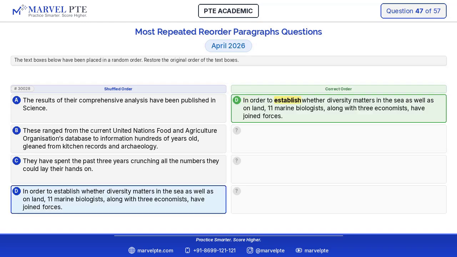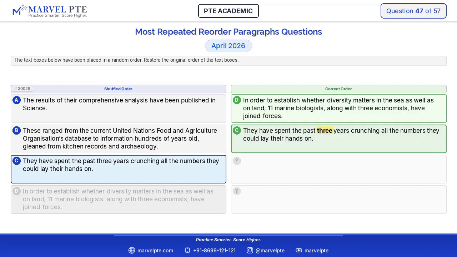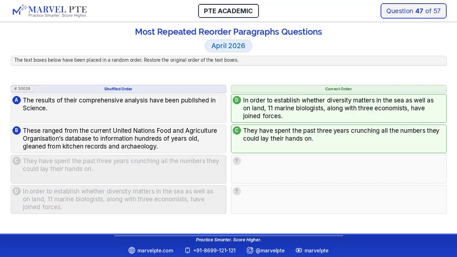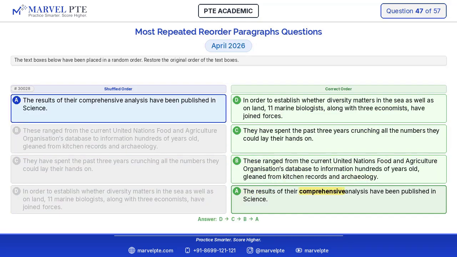In order to establish whether diversity matters in the sea as well as on land, 11 marine biologists, along with 3 economists, have joined forces. They have spent the past 3 years crunching all the numbers they could lay their hands on. These ranged from the current United Nations Food and Agriculture Organization's database to information hundreds of years old, gleaned from kitchen records and archaeology. The results of their comprehensive analysis have been published in Science.